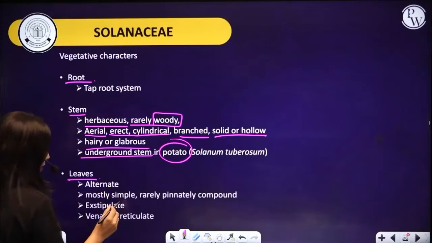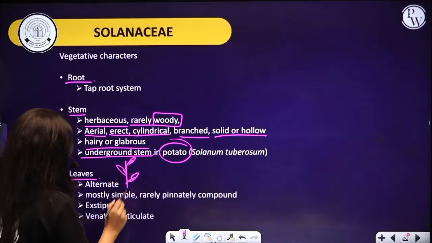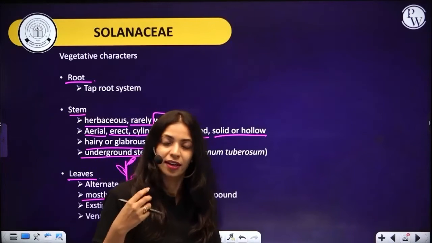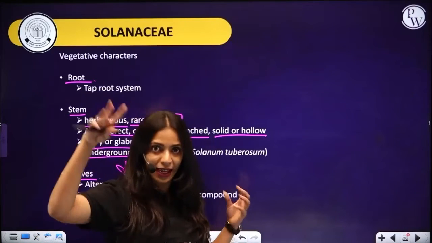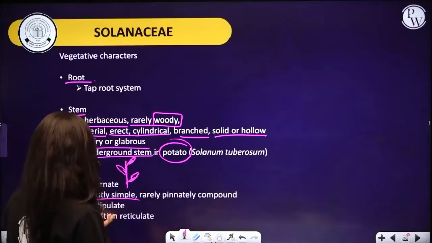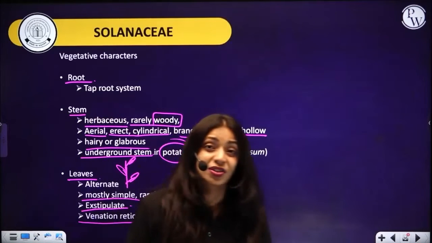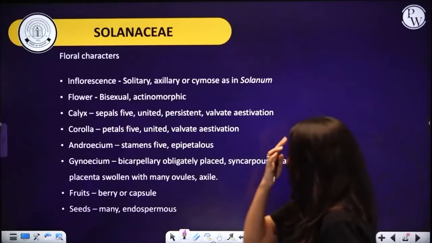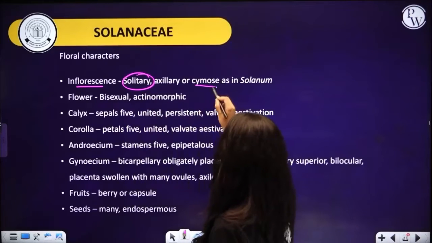Talking about the leaves, leaves show alternate phyllotaxy. At each node you have only one leaf. Mostly simple. Very rarely it may be compound. It's going to be pinnately compound. That means the leaves are going to appear feather-like, although leaflets will be arranged in the form of a feather. Exstipulate, it lacks stipules. Venation is reticulate because it is a dicot family, right? Talking about the floral characters, inflorescence, it is usually solitary or it may be cymose.